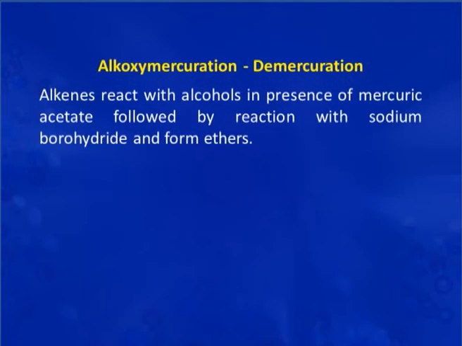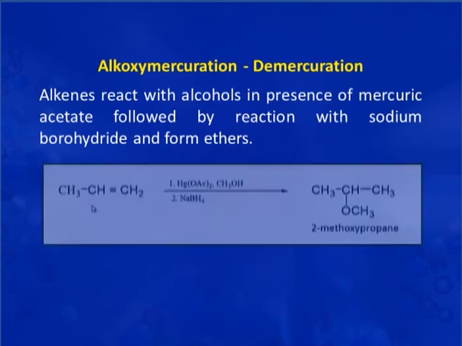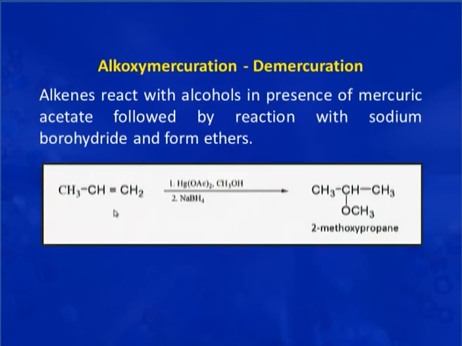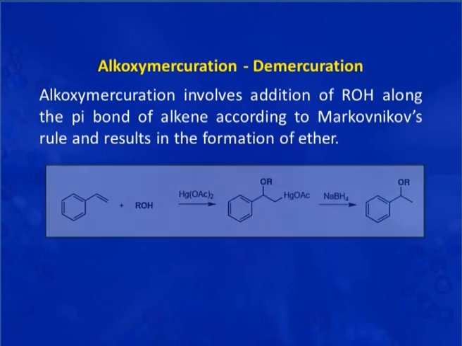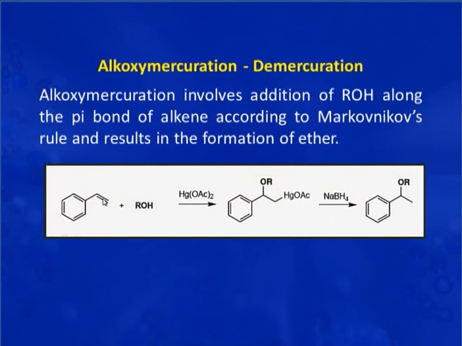Ethers can also be prepared by the alkoxymercuration demercuration reaction. Alkoxymercuration demercuration is actually the addition of alcohol along the carbon-carbon double bond. You can see here in this molecule, propene reacts with mercuric acetate in presence of methanol, followed by reaction with sodium borohydride, and there is formation of 2-methoxypropane. The alkoxymercuration involves addition of ROH along the carbon-carbon double bond according to Markovnikov's addition rule.